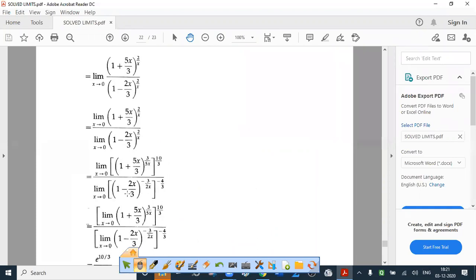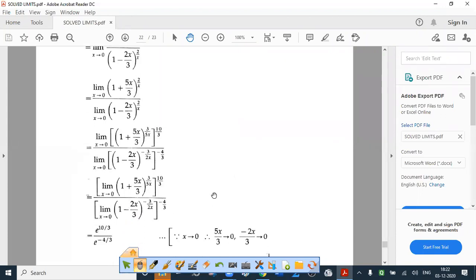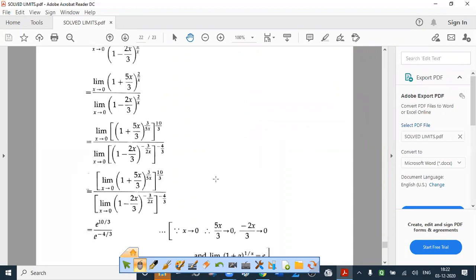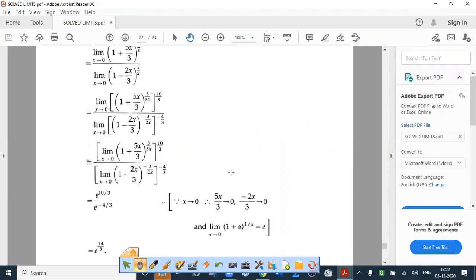You can verify. (A raised to m) raised to n is a raised to mn. See, minus 3 upon 2x into minus 4 by 3. Is it 2 upon x? Yes, it is. Now why write like this? Because value of this limit is e. Same here. So e raised to 10 upon 3 upon e raised to minus 4 by 3. So effectively e raised to 14 upon 3 is the answer. You have to mention the reason: as x tends to 0, 5x upon 3 and minus 2x upon 3 both tend to 0. Limit alpha tends to 0, (1 plus alpha) raised to 1 upon alpha is nothing but e.